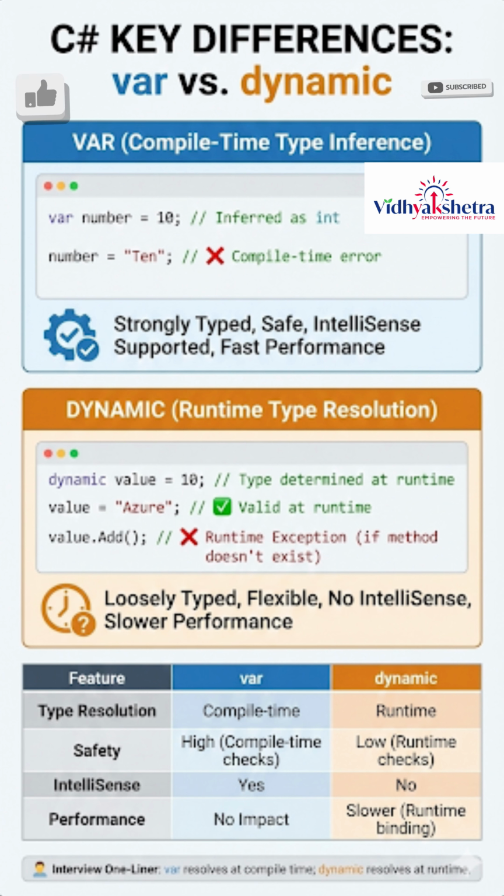Here's the core difference you must remember. Var type is fixed at compile time. Dynamic type is resolved at runtime. Everything else flows from this single concept.